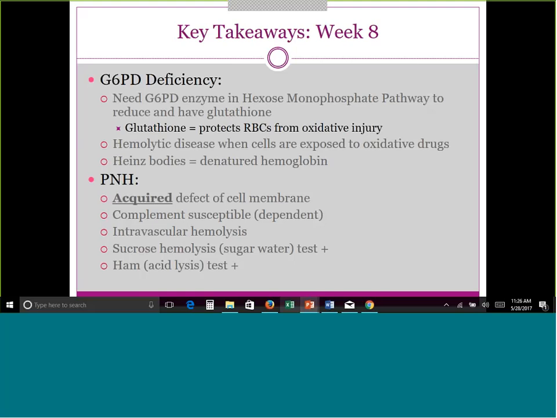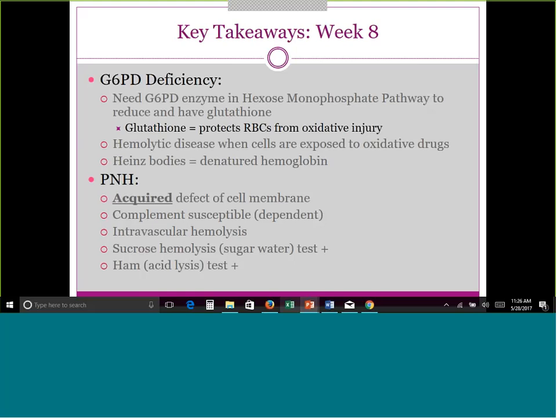The key finding here is Heinz bodies. Those are an inclusion that are made of denatured hemoglobin, or you can say precipitated hemoglobin. So you will see those little Heinz bodies. Again, remember, those can't be seen with normal bright stain. You have to use a supravital stain to see them if you suspect that they are there. But that is the key inclusion for G6PD deficiency.